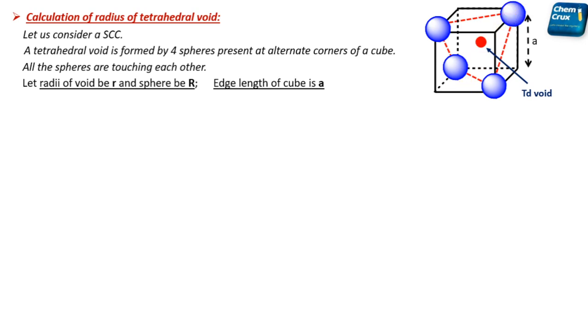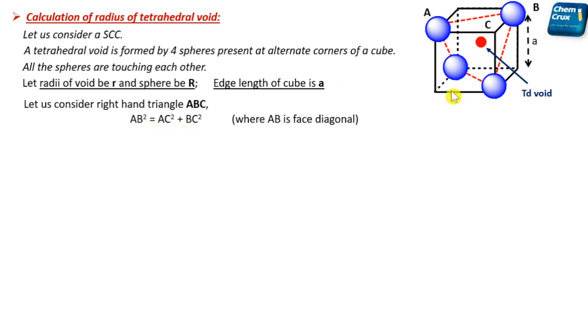Okay. Now if we consider the right angle triangle ABC, if we apply Pythagoras theorem, we can write AB square is equal to AC square plus BC square, right? Where AB is actually the face diagonal, correct? Now AC and BC are actually the edges, which will be equal to a, right? So we can write AB square is equal to a square plus a square, or AB is equal to a root 2.